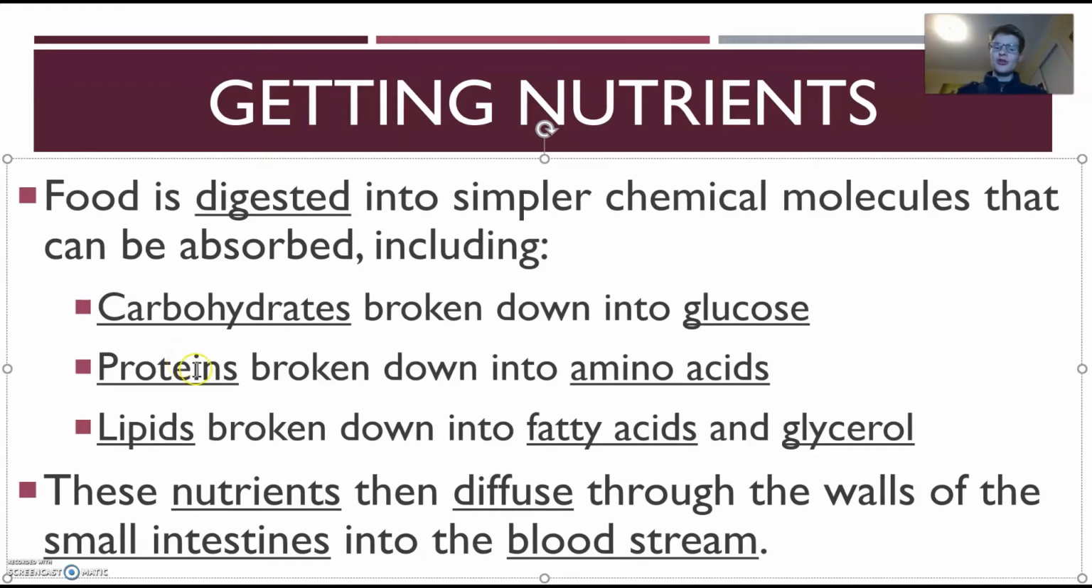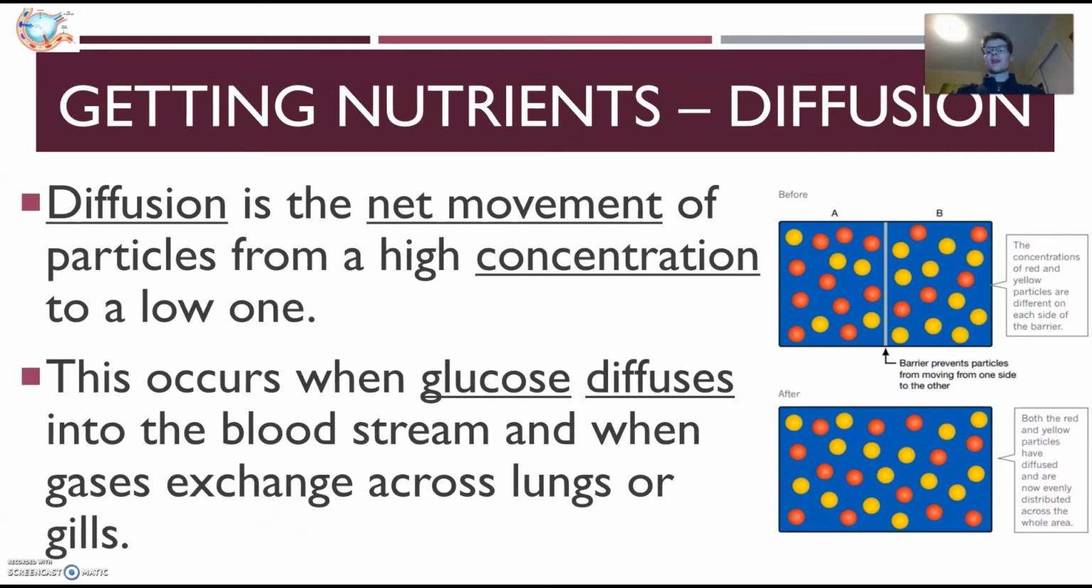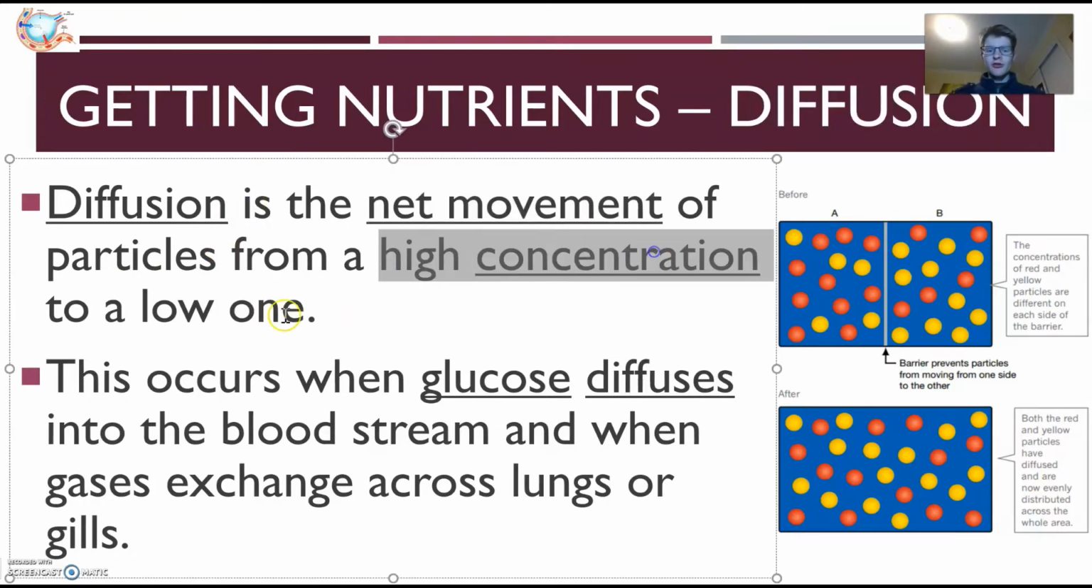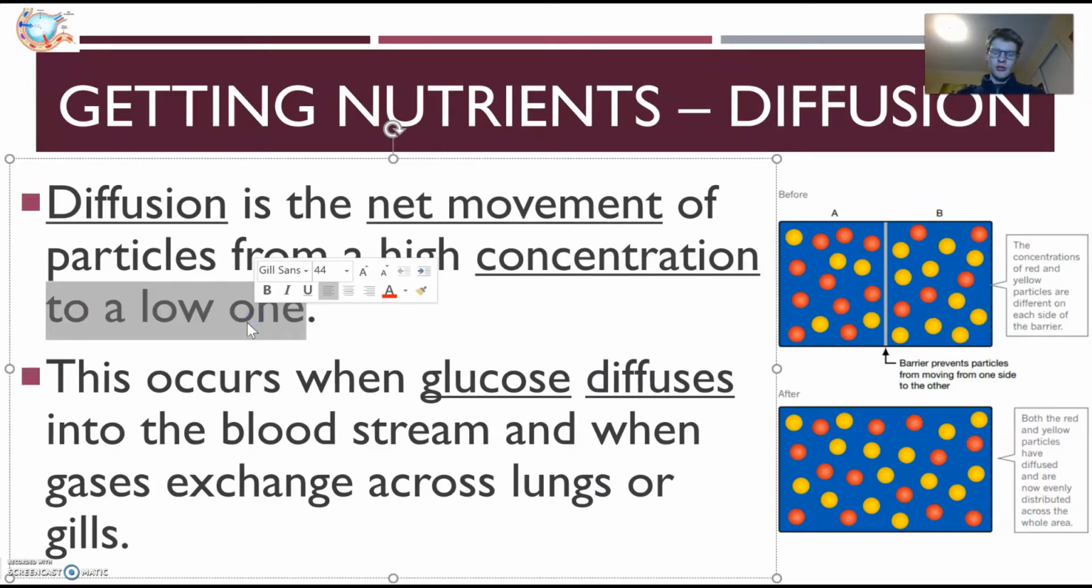And so sometimes these nutrients need to be broken down further in different parts of the body and need to be broken down further within the cells. But there is a process involved in getting nutrients, or just matter, from one place to another. That process is usually diffusion. So diffusion is the net movement of particles from a high concentration to a low concentration.